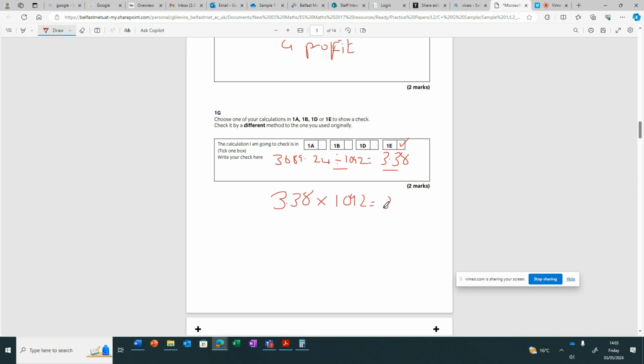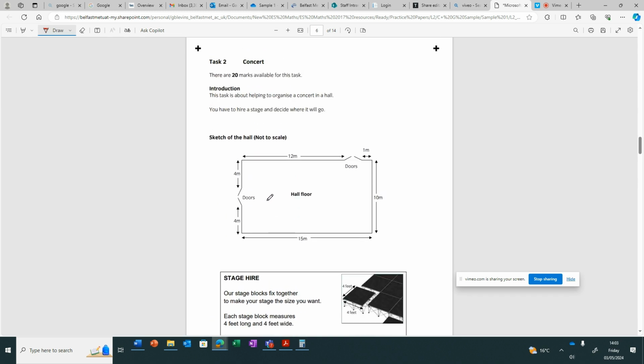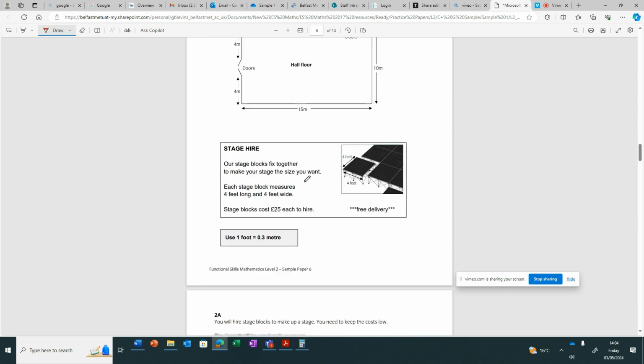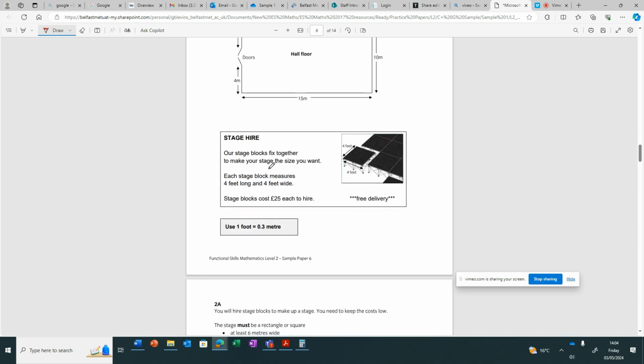Next, we have a scale question by the looks of it. So we have this hall, and on this hall, there's going to be a stage. And the stage is put together by these things here, and they're 4 feet by 4 feet.